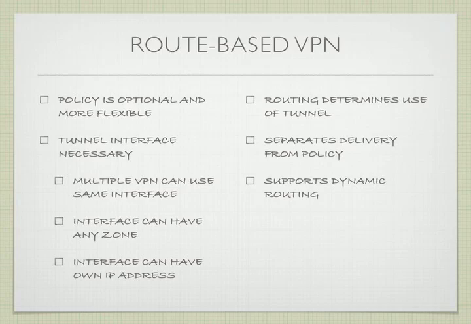Because we've separated delivery from permissions, we can create a neighbor relationship. We can place this tunnel into OSPF. We can create a neighbor relationship between two firewalls across this route-based VPN. And routing now no longer has to be statically configured everywhere. It can be distributed in your dynamic routing protocol.